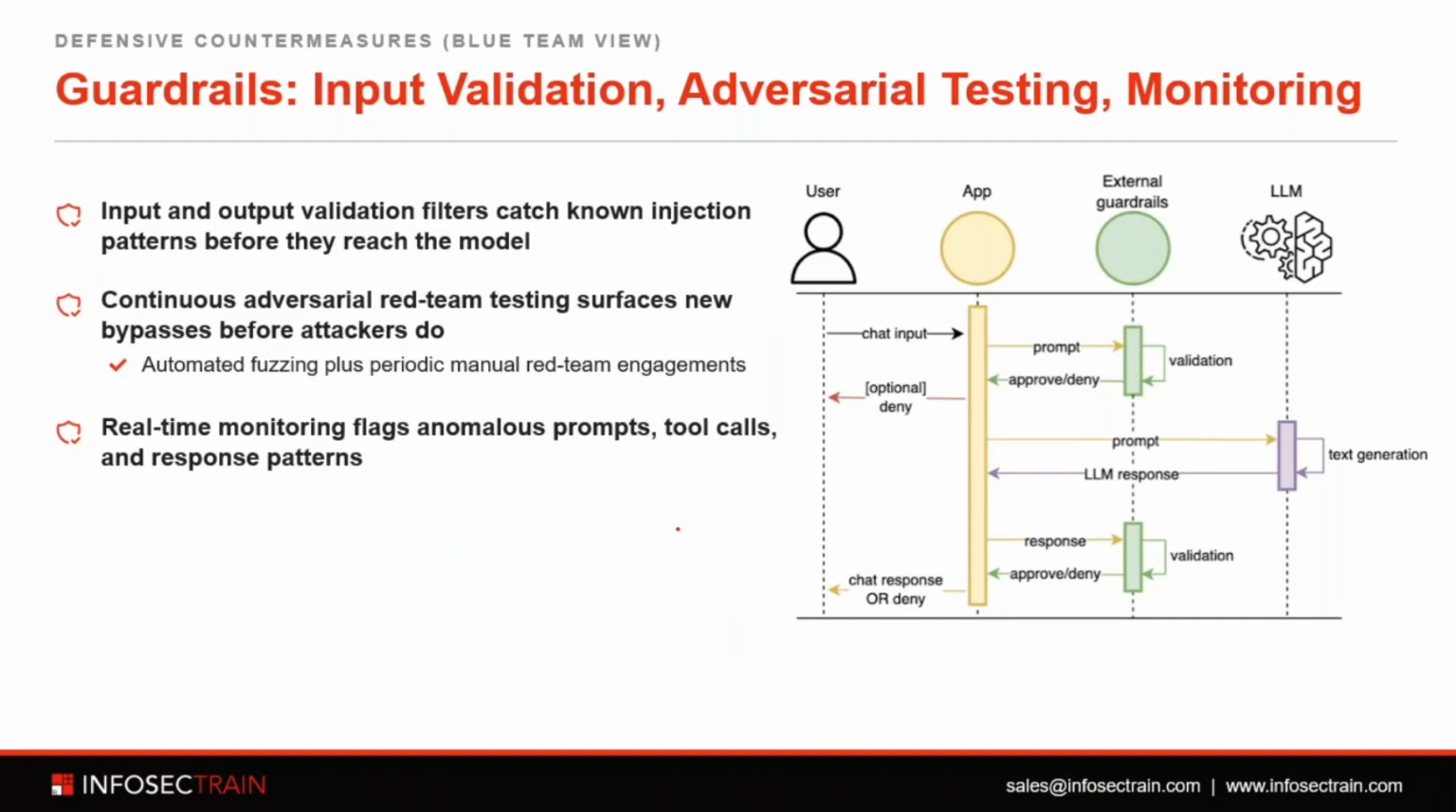So real time monitoring flags anomalous prompts and tool calls, and response patterns are checked. And these guardrails check every single input and output given by the LLM. Whatever input the user is giving, and what response is given by the LLM, whether the response contains some sensitive information. If it contains sensitive information, then you don't use it, right?